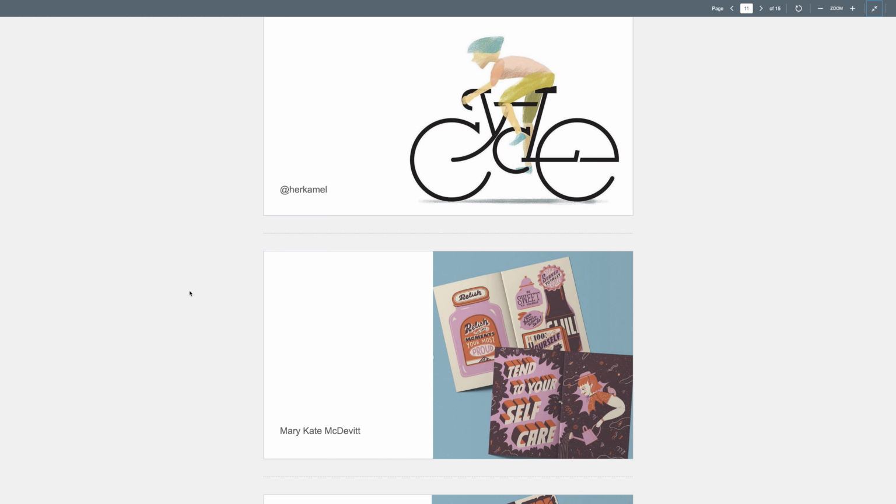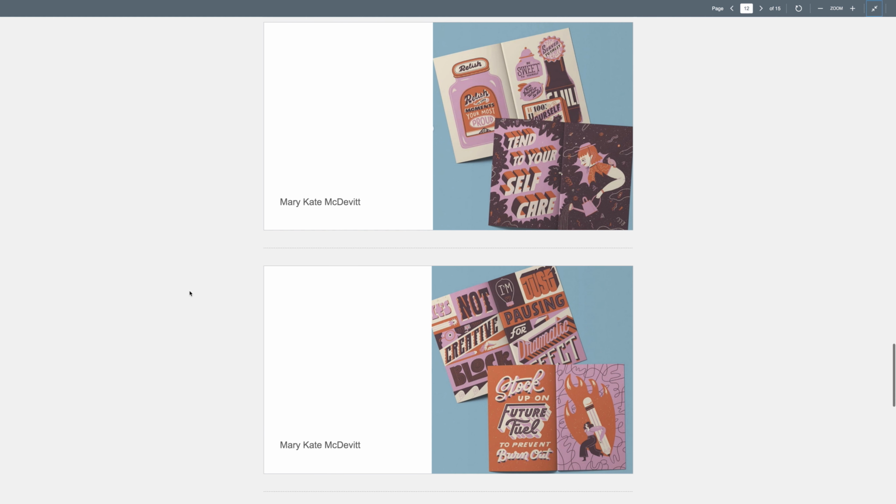I think Mary Kate McDevitt always does an interesting combination of letter and character, and thinking about how these letters really relate to the feeling of her illustrations. Here are some more examples. If you go onto her website, she makes these pamphlets. These show a lot of different ways that she uses type and illustration together. In some ways, I think this one is not the best example because you have the type on one side and the illustration on the other.